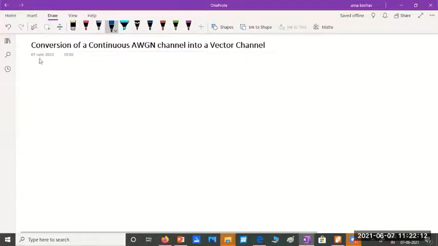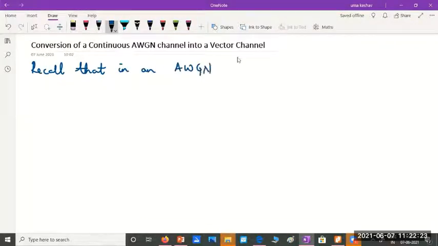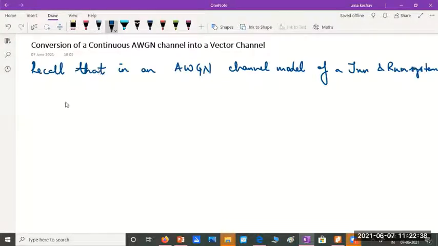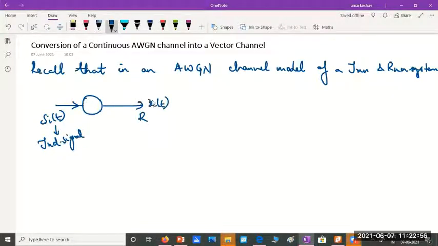If you remember, recall that in an AWGN channel model of a transmission and reception system, how did we write it? We just considered the transmitted signal Si of t. This will be the transmitted signal, right? The received signal, we considered it as x of t. This is the received signal, and the channel should have what?